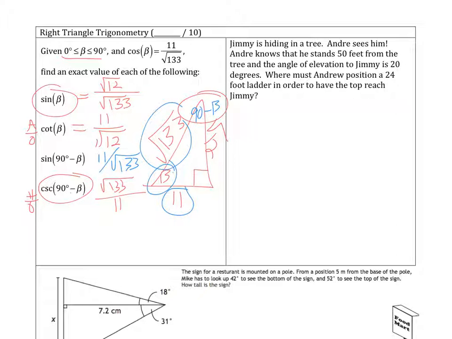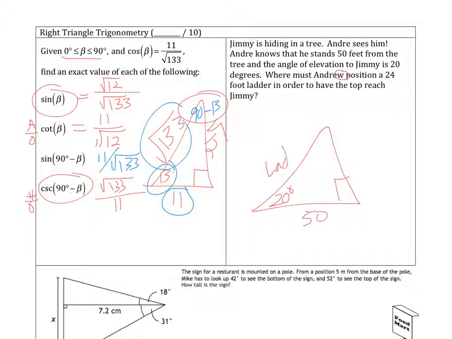Next up, we've got Jimmy hiding in a tree. Andre sees him. Andre knows that he stands 50 feet from the tree, and the angle of elevation is 20 degrees. Okay, so we've got an angle of elevation that's down here, 50 feet from the tree. That should be Andre, but it's Andrew. Andre positioned a 24-foot ladder in order to have the top reach Jimmy.